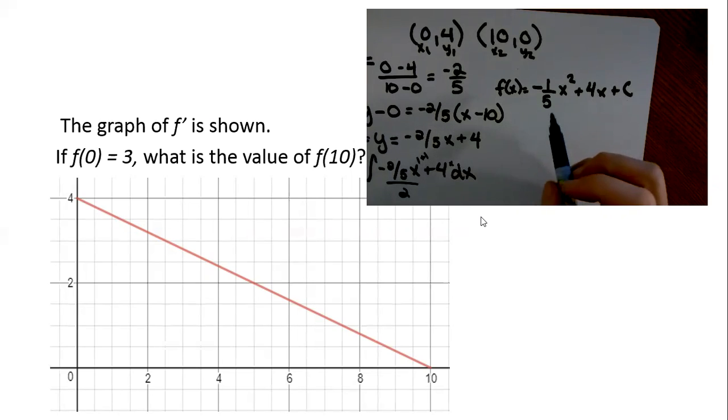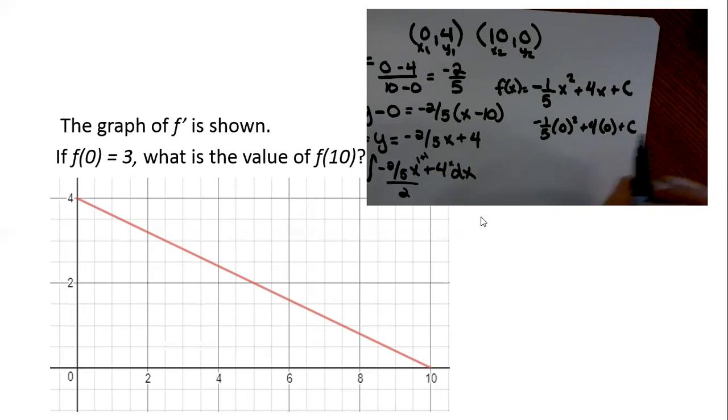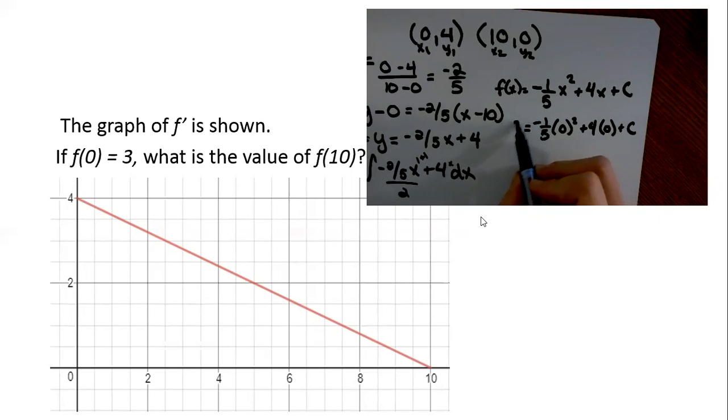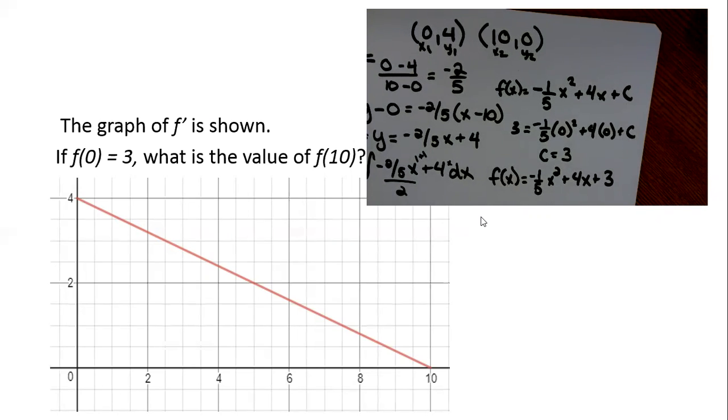But assuming you already watched that, if you put a 0 in for x, so I put a 0 in for both of my x's, then I should get a 3 out of that function. So of course this will be 0, 0. So my c value looks like it's just 3. So I go back to my function up here, and the function is actually negative 1/5 x squared plus 4x, and instead of plus c, I have plus 3. But that's not the answer to the question still.